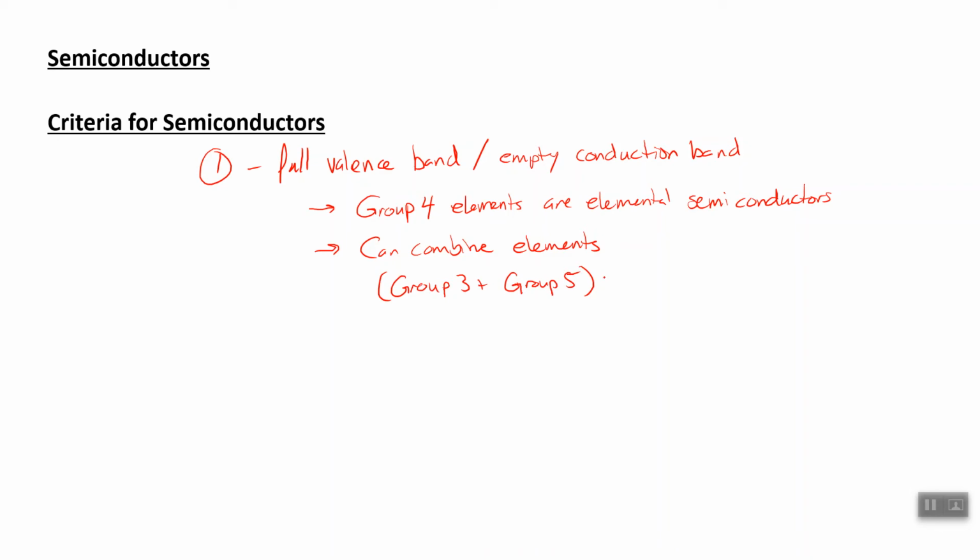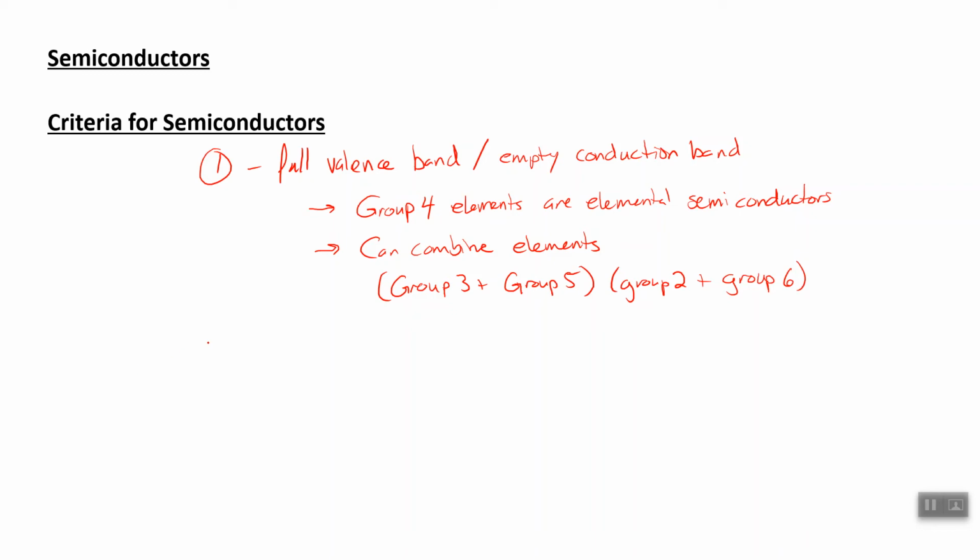and combine those together, overall, we're going to have 2 atoms. They're going to have 8 valence electrons between them. That's going to average out to 4 valence electrons per atom, and that will fill the valence band and keep the conduction band empty. Of course, you can also do group 2 and group 6. And those will also work to have a full valence band and an empty conduction band. So those 2 things are good.